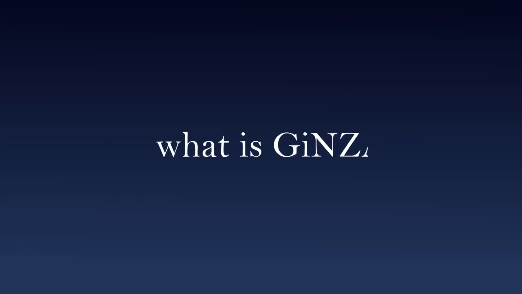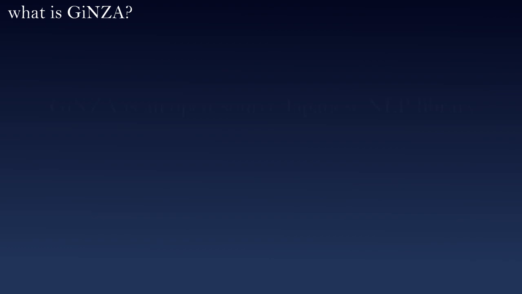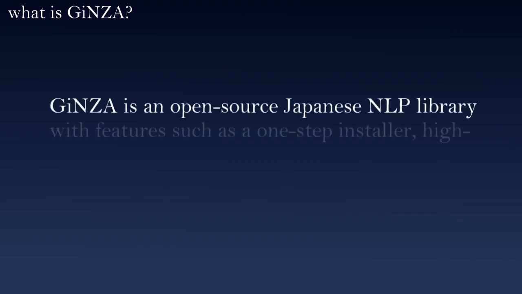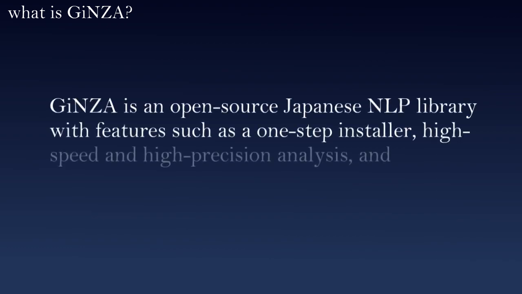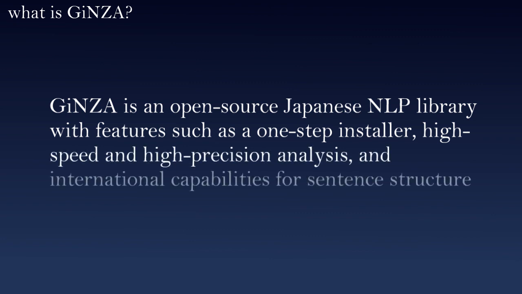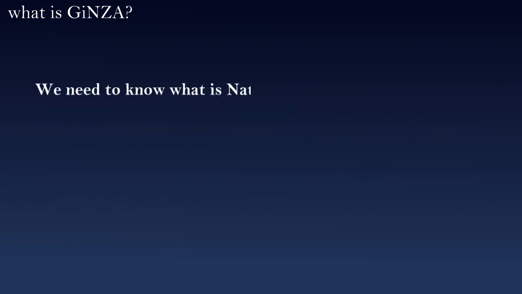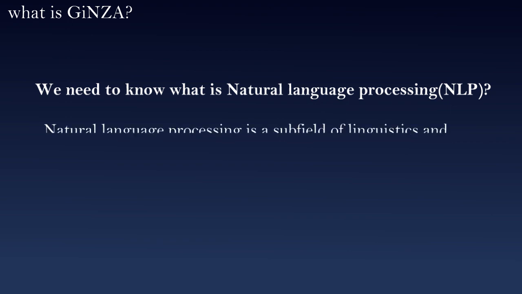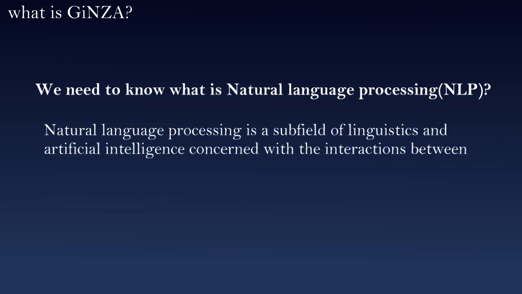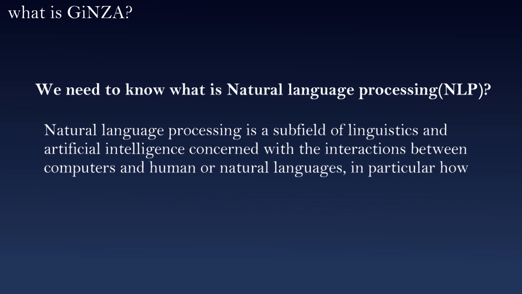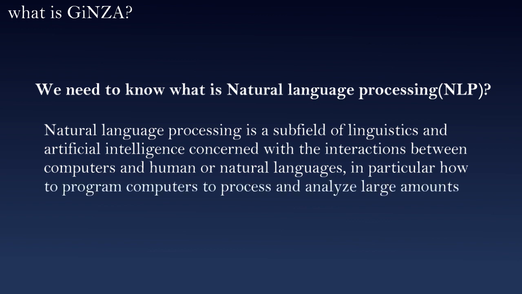So, what is GiNZA? GiNZA is an open-source Japanese NLP library with features such as a one-step installer, high-speed and high-precision analysis, and international capabilities for sentence structure analysis. We need to know what natural language processing (NLP) is. Natural language processing is a subfield of linguistics and artificial intelligence concerned with the interactions between computers and human or natural languages, in particular how to program computers to process and analyze large amounts of natural language data.